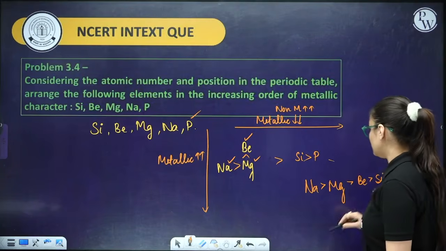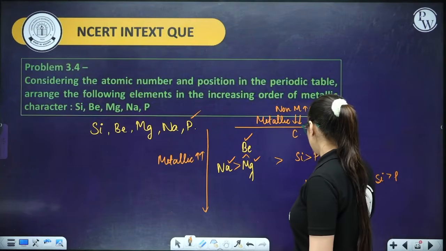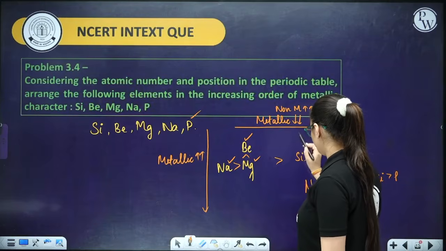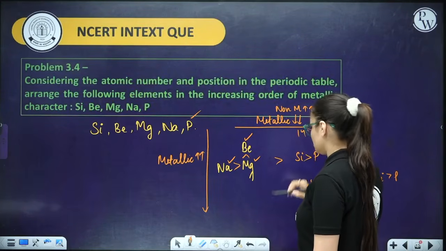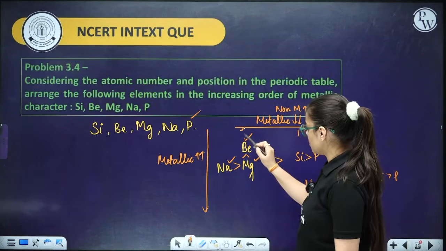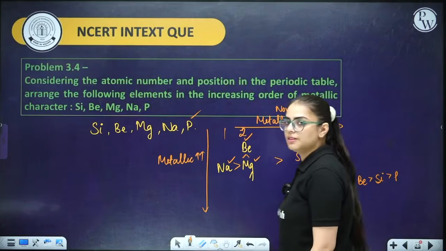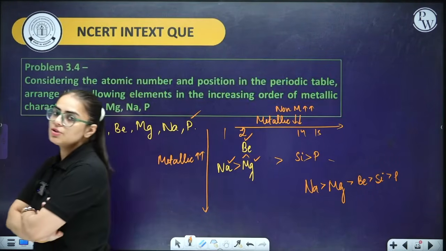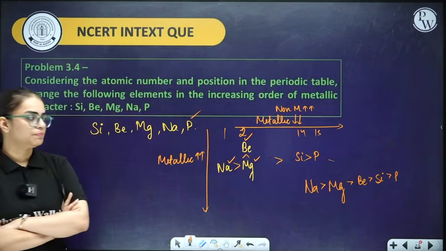If you want to write, silicon belongs to your carbon family, that means group number 14. Phosphorus belongs to your 15th group. Clear? And beryllium and magnesium belong to group number 2, sodium belongs to group number 1. In this way, you can write it down. So clear, students? Shall I move on to the next one?